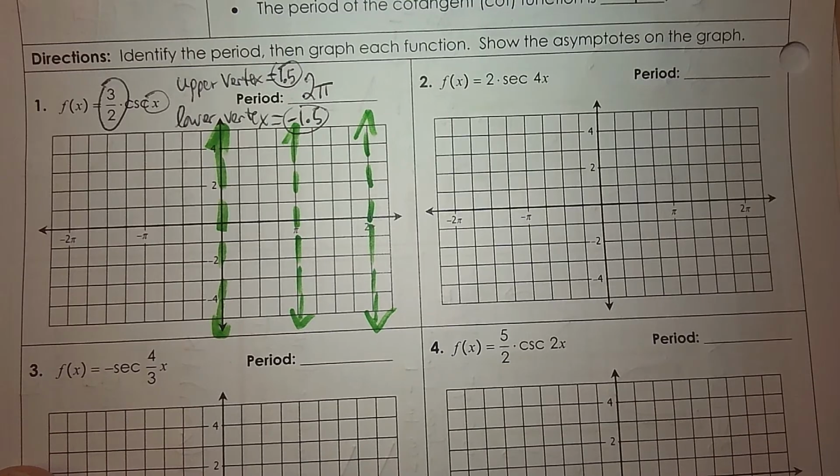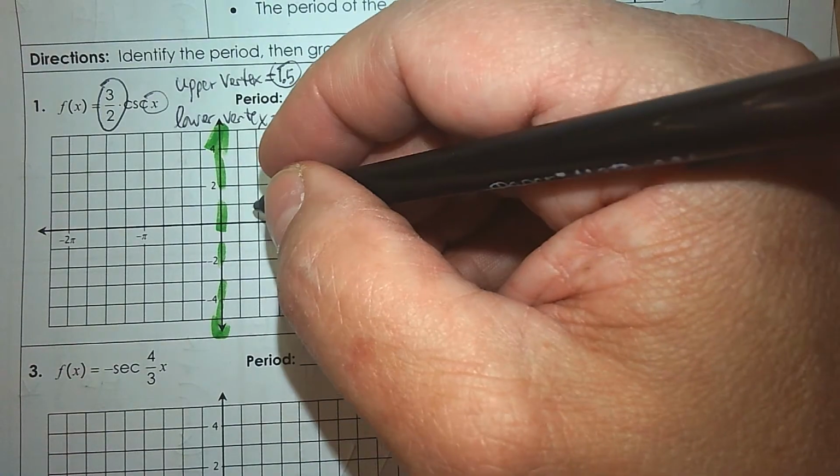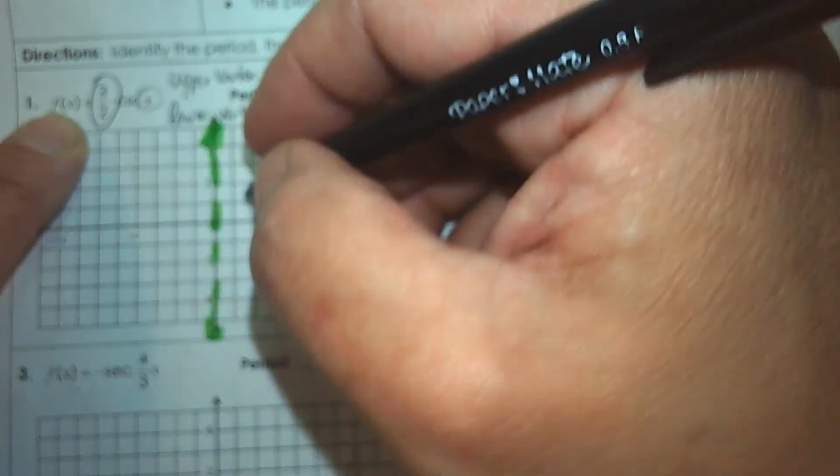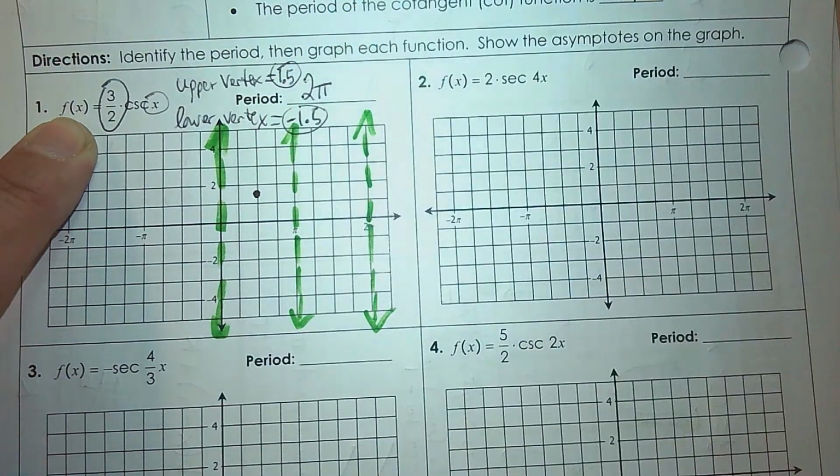That's how we're going to start graphing it. Look at the first 2 asymptotes. We need a turning point in the middle. It's important that cosecant is positive. Because cosecant is positive, we're going to start with an upper vertex.